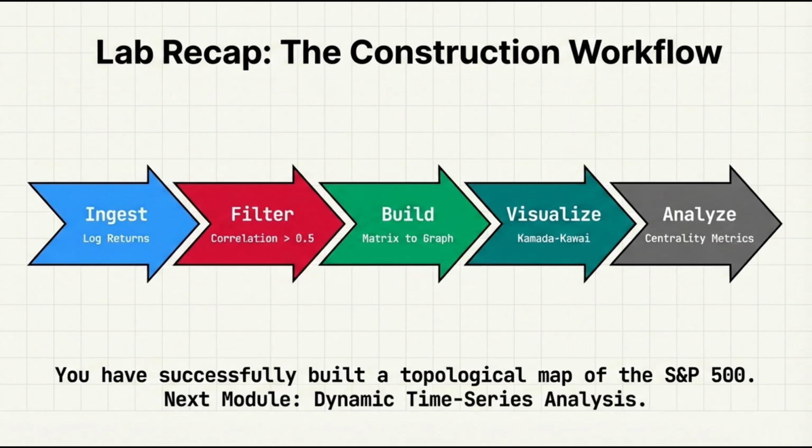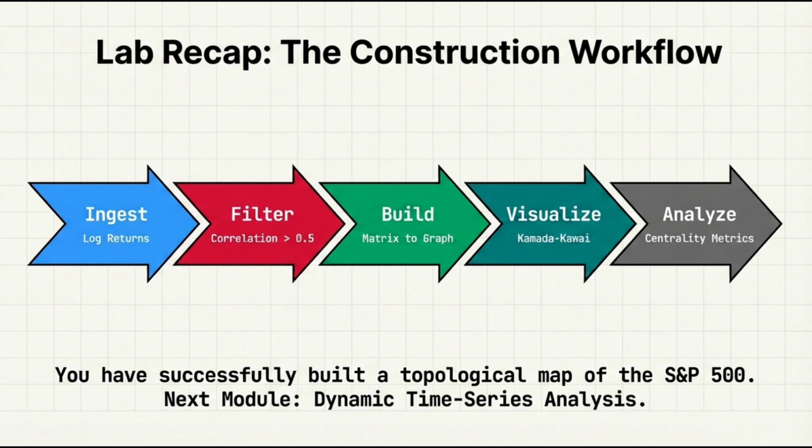We finish with a lab recap of the full construction workflow. The arrow sequence on this slide summarizes the entire lecture. Ingest log returns, filter with a correlation threshold above 0.5, build from matrix to graph, visualize using a Kamada-Kawai layout, and analyze with centrality metrics. This is an excellent closing summary because it shows that network construction is a pipeline, not a single command.